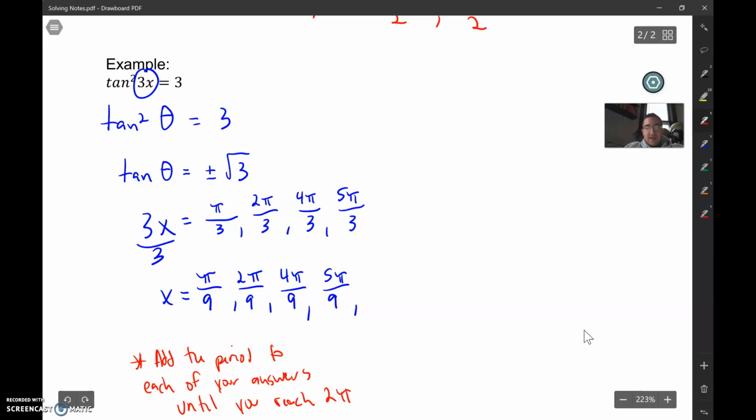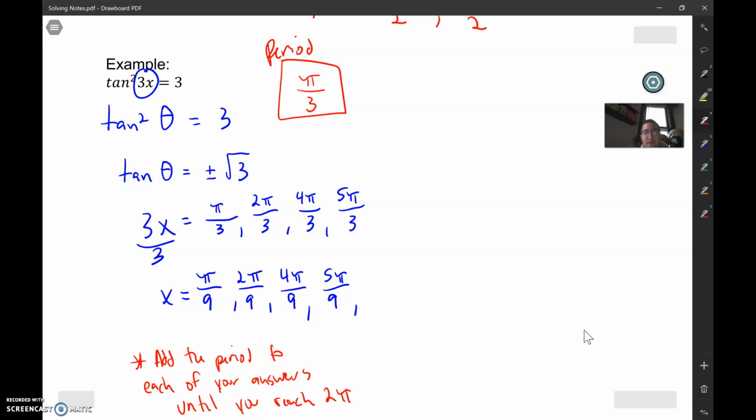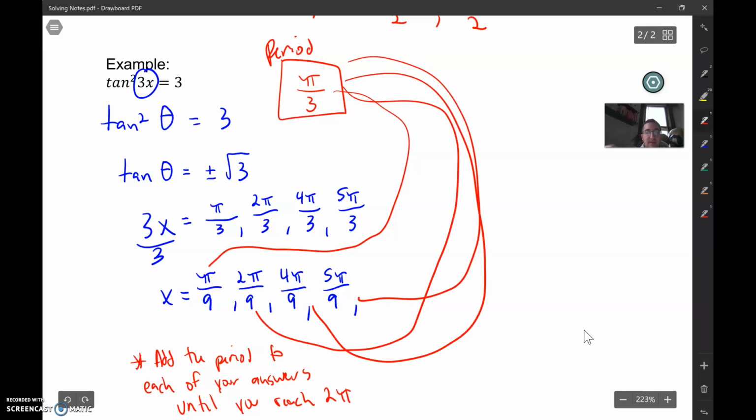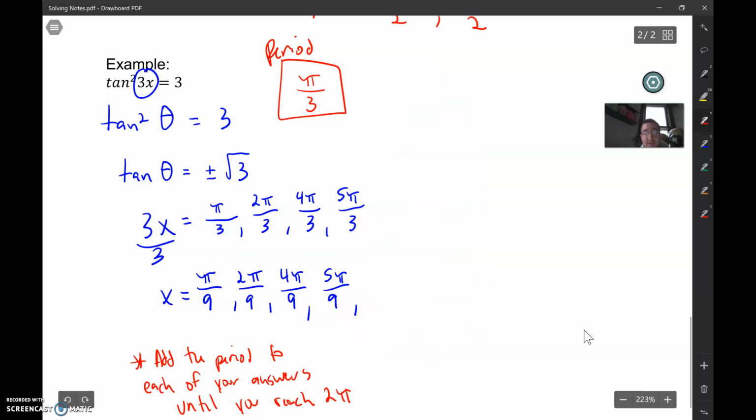So I'm going to stay in red. I'm going to go up here, and I see that it's a tangent graph of 3x. So I need to find the period. So I'm going to do pi over b. Remember, with tangent, it's pi over b. So that is my period. So I'm going to add pi over 3 to this, and to this, and to this, and to this. And I might even need to keep going until I reach 2 pi.